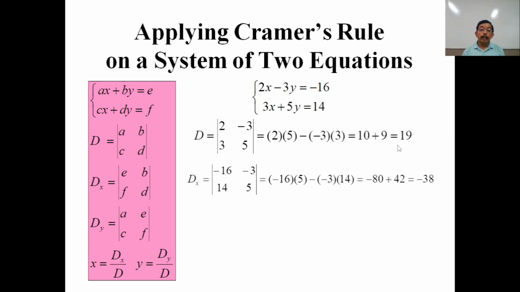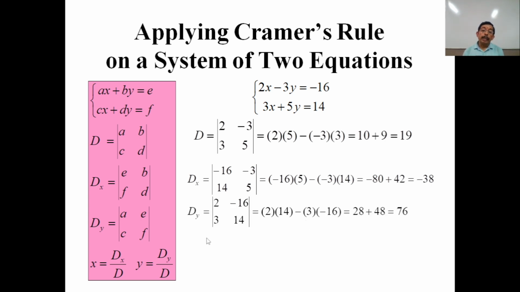Now dx: the first column of the coefficient matrix is replaced by the constant terms, that is, 2 and 3 are replaced by minus 16 and 14. The second column stays the same. Simplify the determinant. The solution of the 2 by 2 order determinant is equal to the difference of the cross multiplication of its elements, and its value is minus 38.